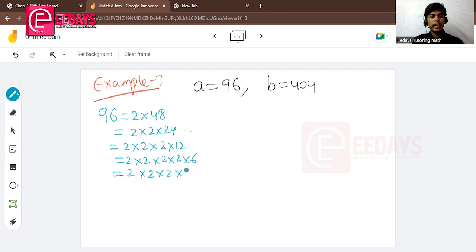So you can write till you get all prime numbers, 2 into 3. Now observe carefully, all are 2 and 3, so all are prime numbers. So you just stop here. Now you can confirm this. How many 2s are there? 1, 2, 3, 4, 5. So 2 power 5 into 3 power 1. If nothing else, you can take 1.